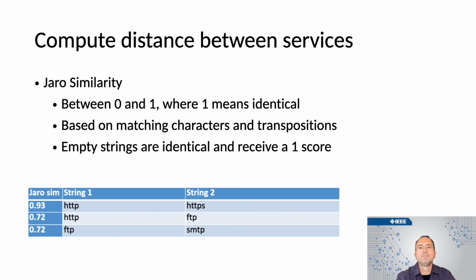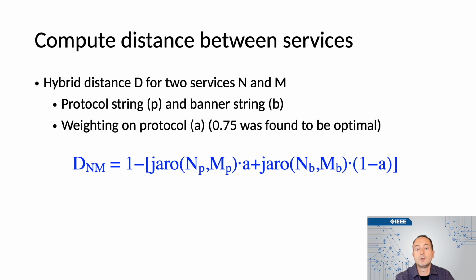Part of our computation was to weight these, and we simply took a weighted average. Through many iterations, we found that using 75% weight on the protocol was the best way to go, and we subtracted it from 1 because the Python library we use needed distance, not similarity. So that was an easy thing to do.